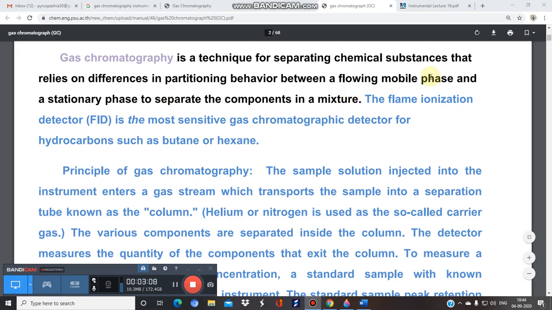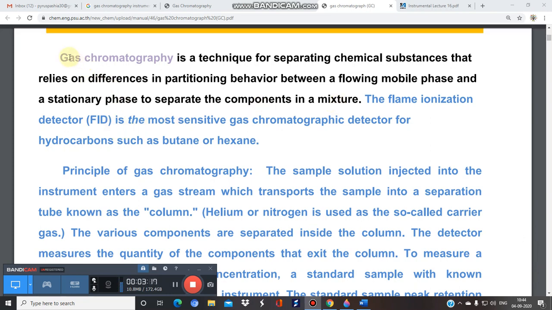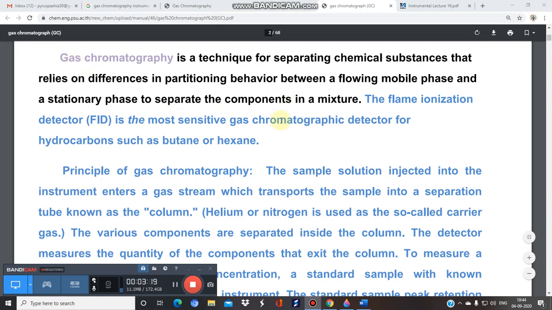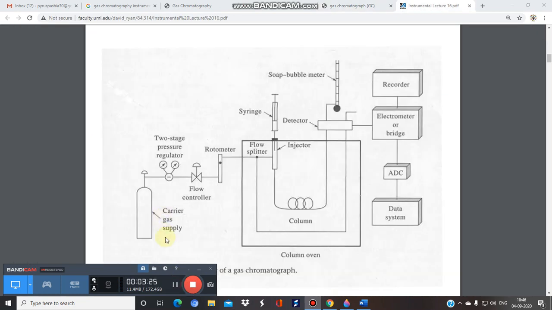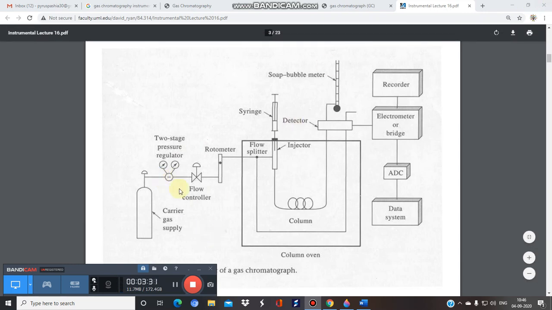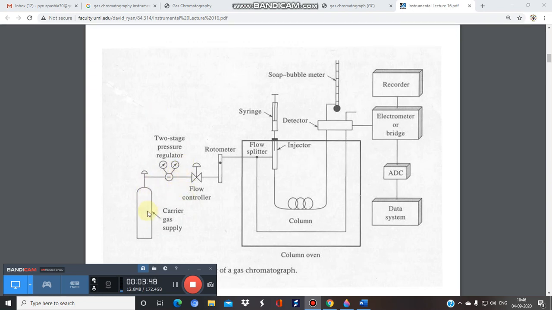Yes, we need three things: a mobile phase, a stationary phase, and of course a mixture. And always remember one thing, in case of gas chromatography, we generally use a carrier gas which acts as a mobile phase. So when you see the instrumentation of gas chromatography, a special carrier gas is used which acts as a mobile phase. So here it is the carrier gas supply. And of course we need a flow controller to control the flow of this gas. We need a pressure regulator and a flow controller for the particular gas that we are using.